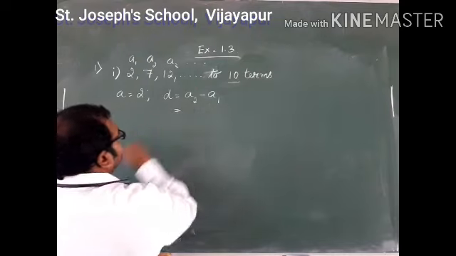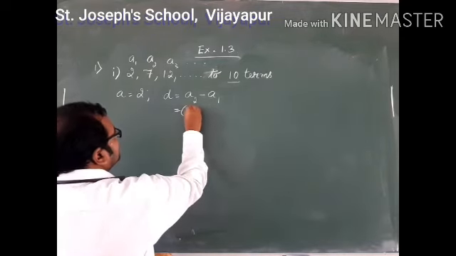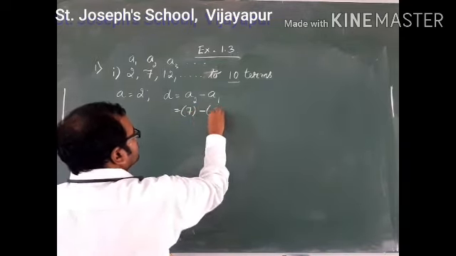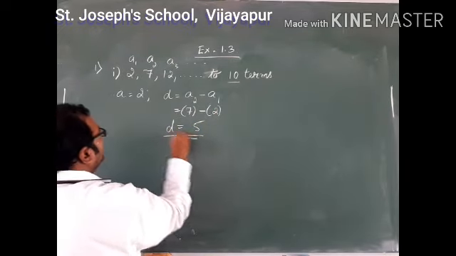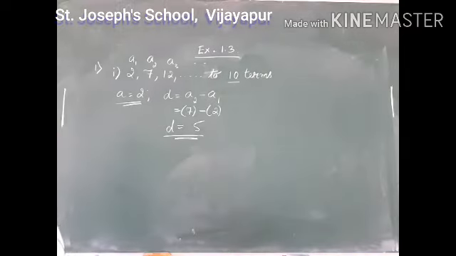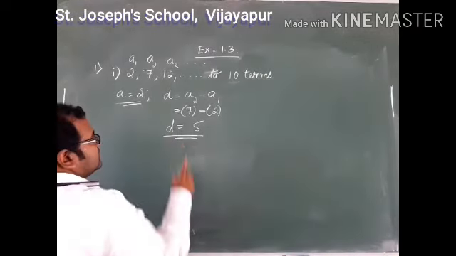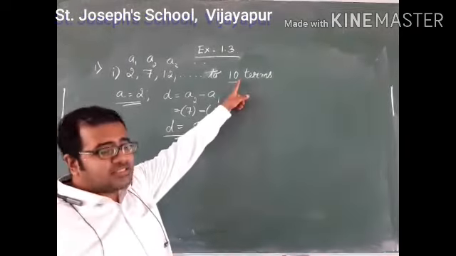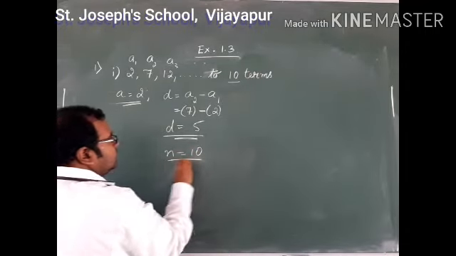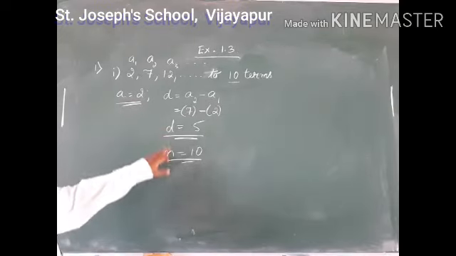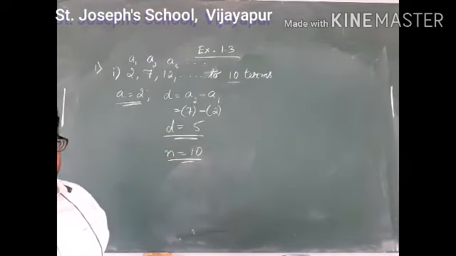Now let us try to put the values. a2 being 7 minus 2, which is equal to 5. So d is equal to 5. We got the a value, we got the d value. Now using these two, and the n value is 10. Let me mention that also: n is equal to 10. We know a, d and n. Let us go for the Sn formula.